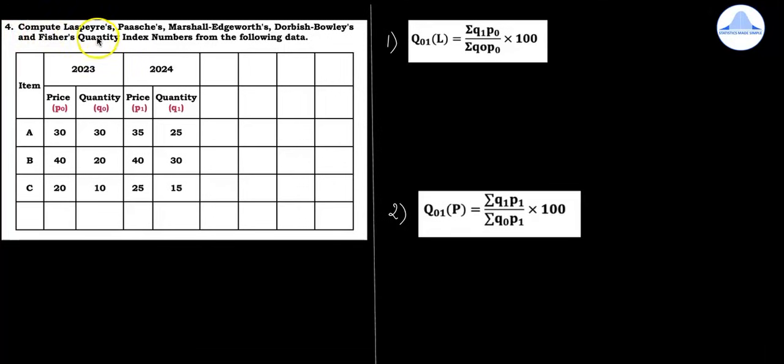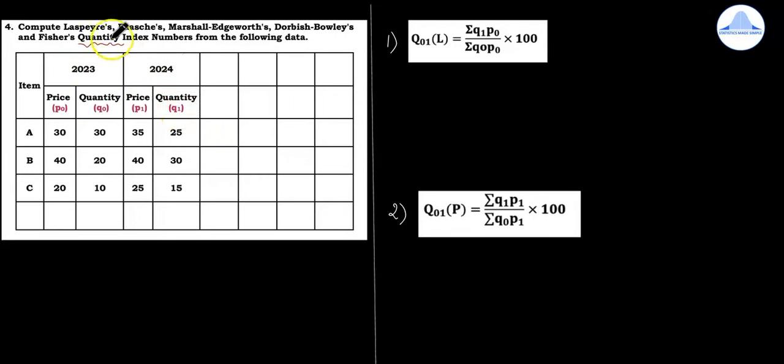Fourth question, compute Laspeyres, Paasche's, Marshall-Edgeworth, Dorbish-Bowley and Fisher's quantity index numbers from the following data. So the items are given and 2023 is the base year, the price and quantity are given. 2024 is the current year, the price and quantity are given. So mark the price in the base year as P0, quantity in the base year as Q0. Price in the current year is P1, quantity in the current year as Q1.